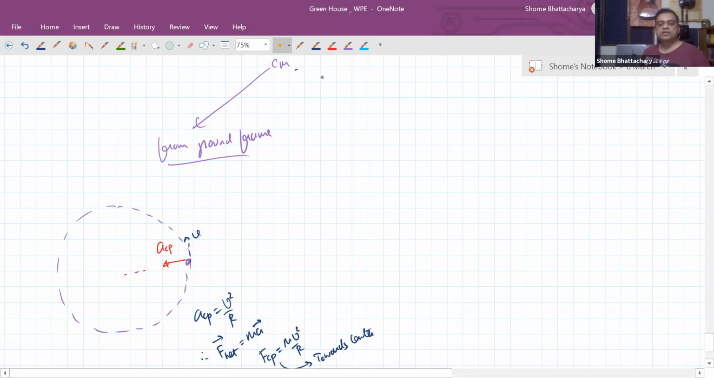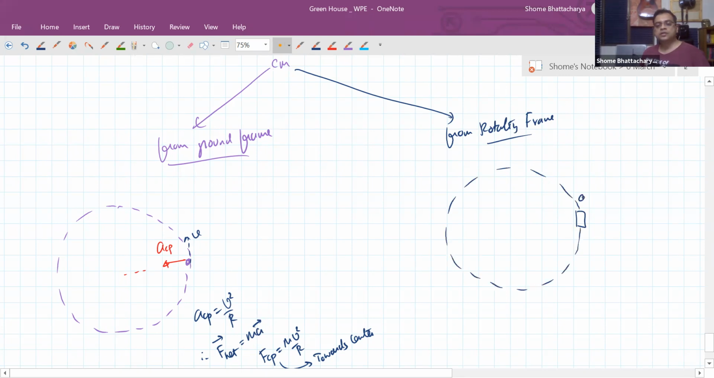And next, we can look at circular motion from the rotating frame. That means we are in the frame of the object that is doing circular motion. So in that frame, this particle experiences centrifugal force, which is mv naught square by r, if this is going at a speed v naught in the circular path. So this is a pseudo force.